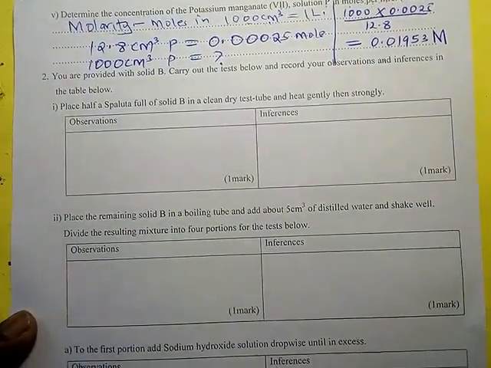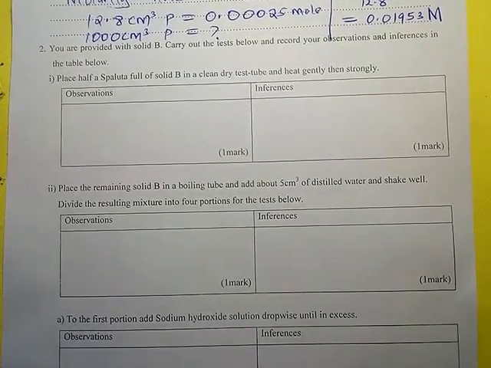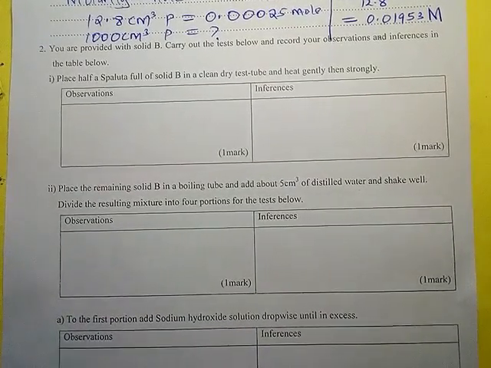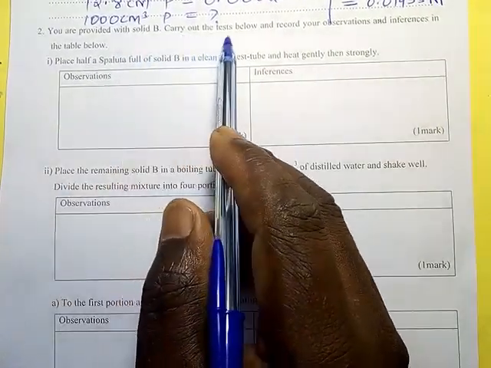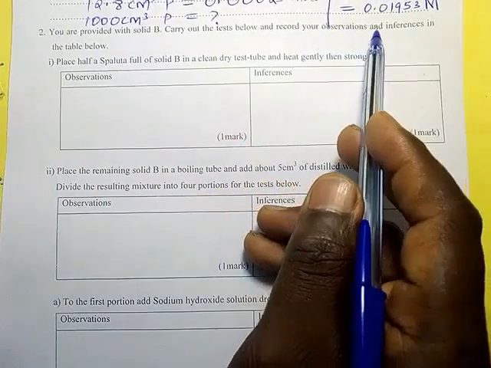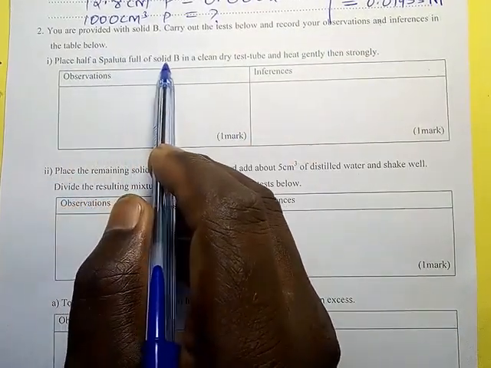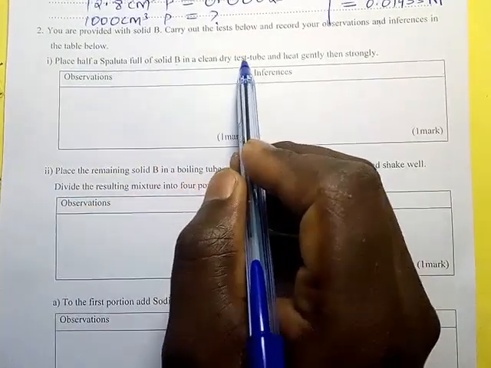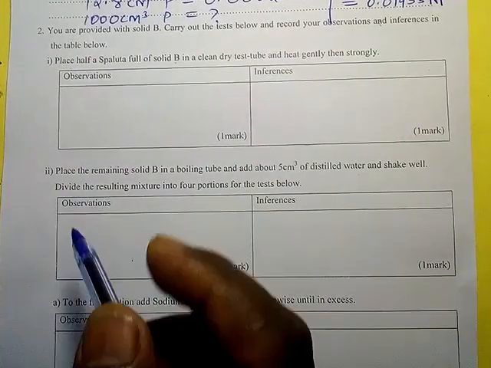Qualitative analysis. I want to give you observations and inferences very quickly. You are provided with solid P. Carry out the test below and record your observations and inferences in the table below. Place half a spatula full of solid P in a clean dry test tube and heat gently then strongly. What will be observed?